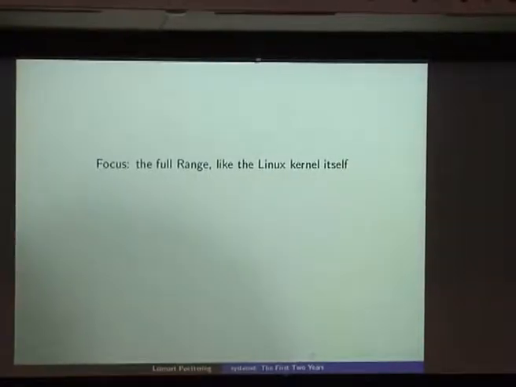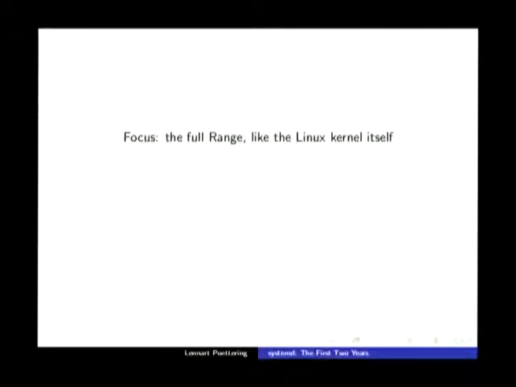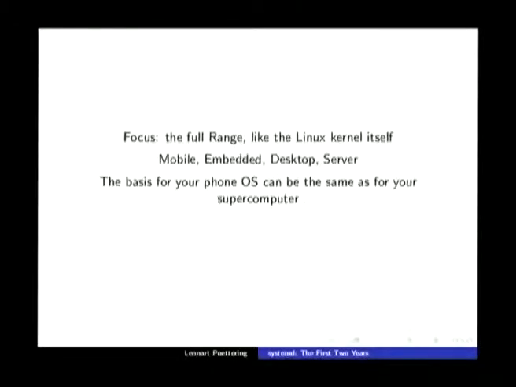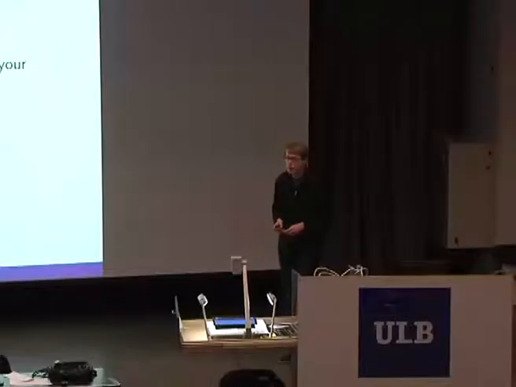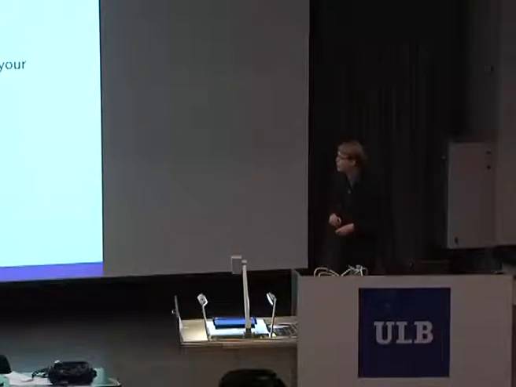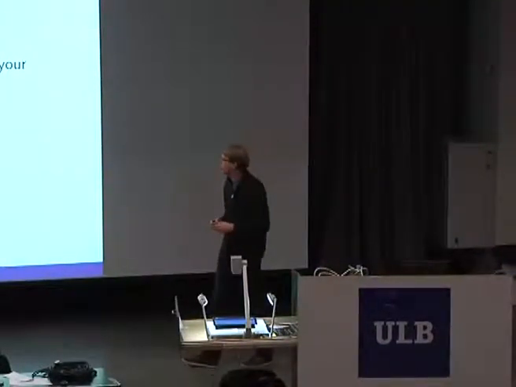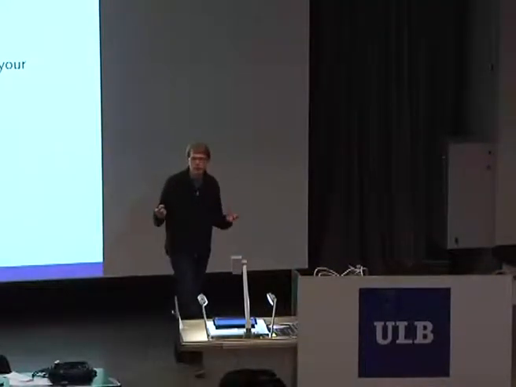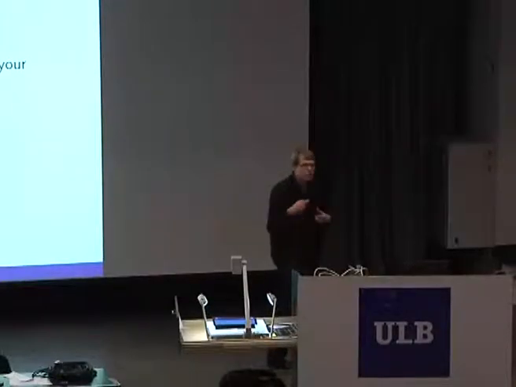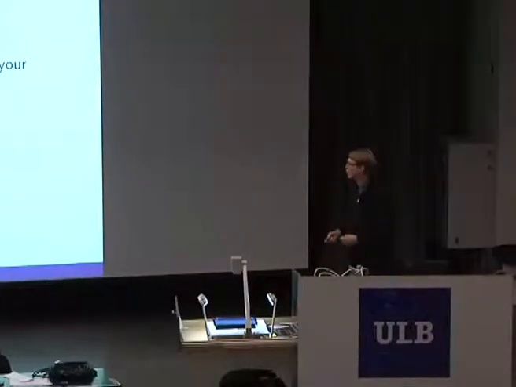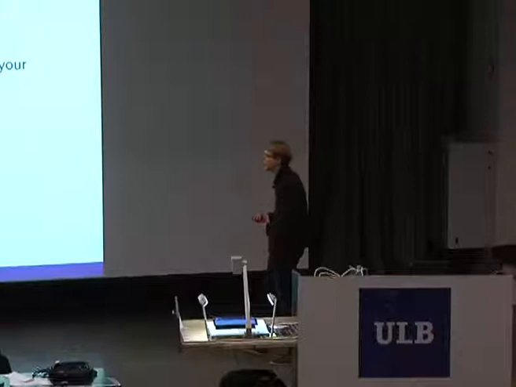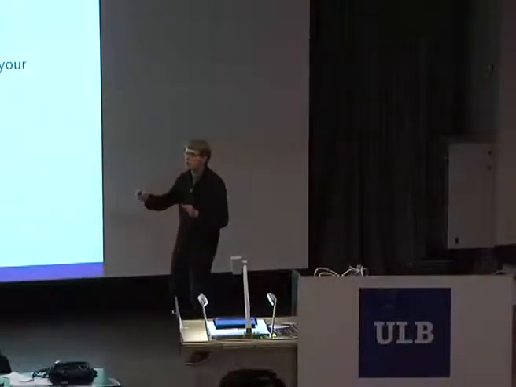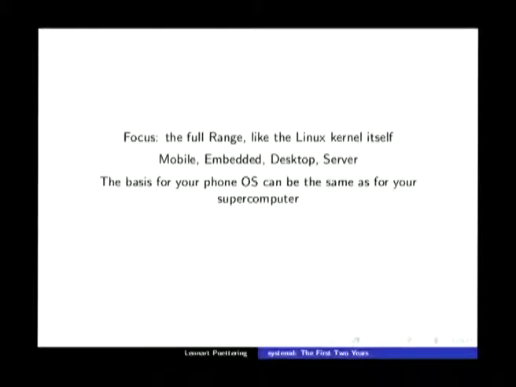The focus of systemd has always been that we cover the full range of Linux itself. So we care about mobile, about embedded, and about desktop and server the same way. It basically means that the basis for your phone OS could be the same as for your supercomputer. That's kind of impressive because a lot of other software, like, for example, Solaris SMF, is probably nothing you ever want to use on mobile. But we really try to cover all these different bases.